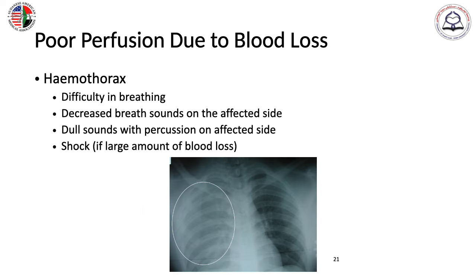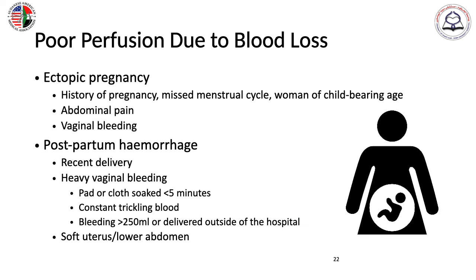Patients with trauma can have a hemothorax. They present with difficulty in breathing, decreased breath sounds, and dullness on the affected side. And the thorax can accommodate a significant amount of blood that leads to shock. Ectopic pregnancy: the patient could have a history of pregnancy or she just missed her cycle, and they have abdominal pain. Sometimes they have vaginal bleeding, but it could be absent. All the bleeding could be in the abdominal cavity.